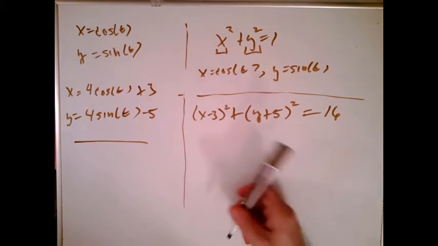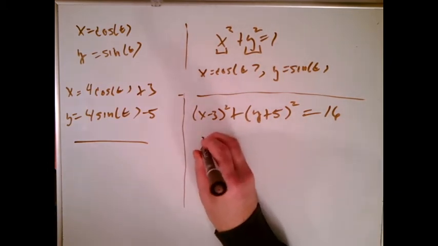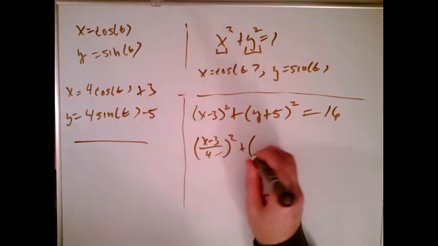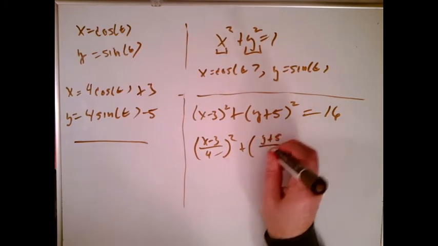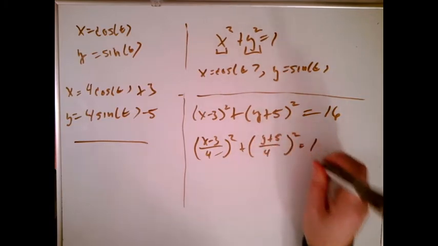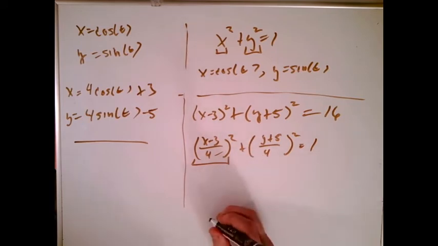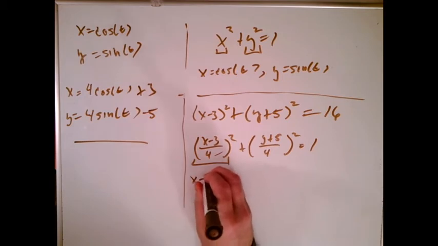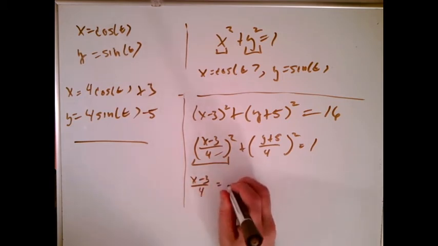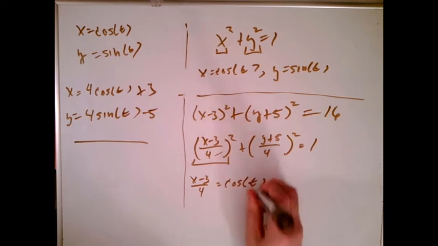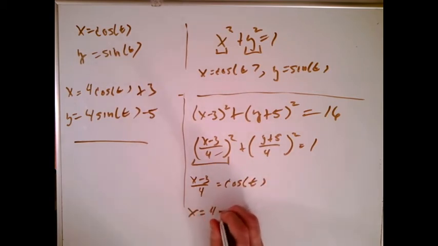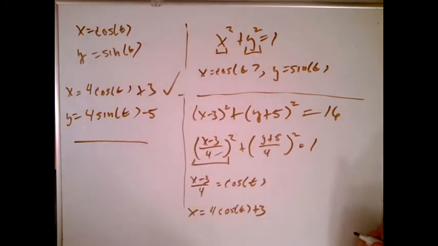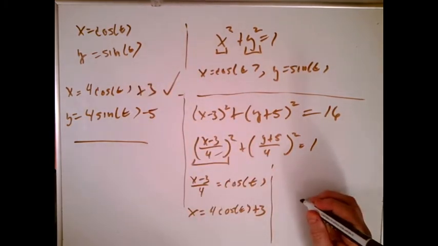We write it in standard form, so we divide everything by 16. So I'm going to get ((x minus 3) over 4) squared plus ((y plus 5) over 4) squared equals 1. Since I have something squared plus something squared equals 1, I let that first chunk, (x minus 3) over 4, equal cosine t. Solving for x, I'm going to get x equals 4 cosine t plus 3, which is what I did when we did it with Desmos. But here we're just doing it purely algebraically.